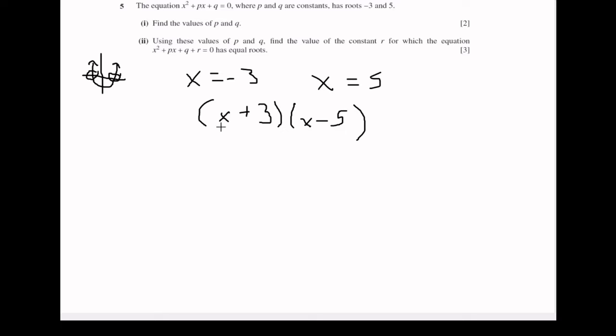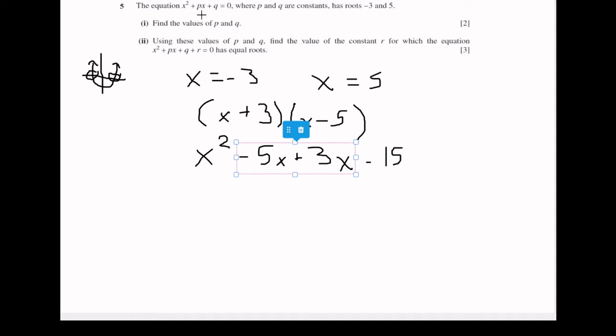So the way we do this is we take our x plus 3 and our x minus 5 and we multiply them with each other. We can do this through FOIL, which is our first, x times x, which is x squared, then our outside, x times -5, which is -5x, inside, plus 3x, and the last, 3 times -5, which is -15.